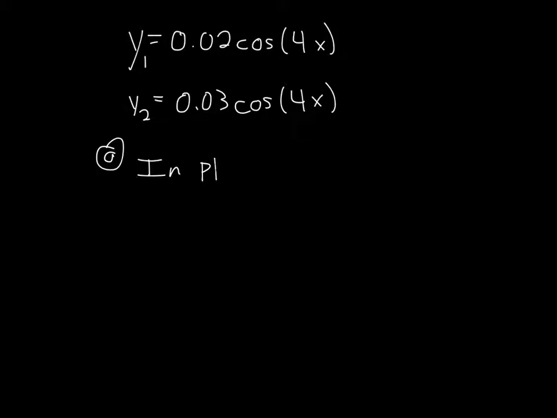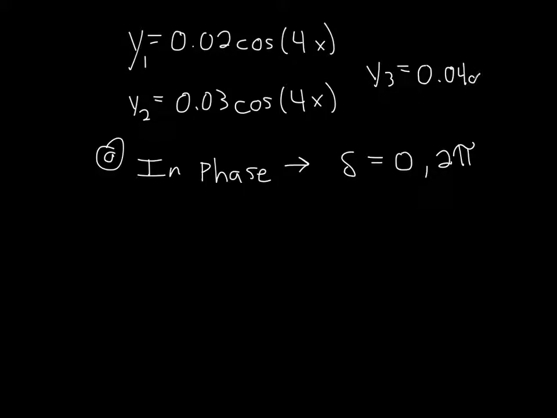If a wave is going to be in phase with another wave, that means that their deltas, the little delta symbol, have to be equal to 0 for both the waves, or some multiple of 2 pi. So I could do another wave. I could do a y3 here. I could say my y3 is equal to 0.04 times cosine of 4x plus 2 pi.